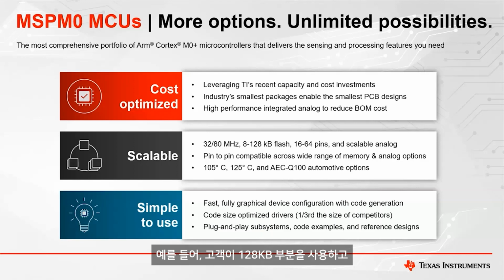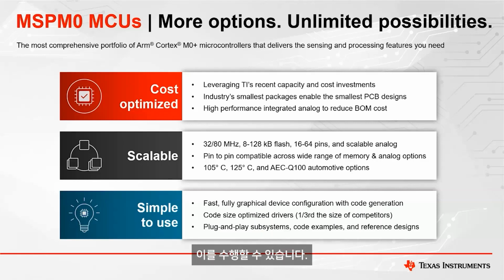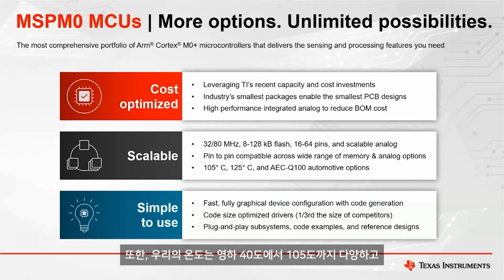So for example, if a customer would like to use a 128 KB part and want to go down to 32 KB or 64 KB in that specific package variant, you're able to do so. Also, our temperature ranges cover from -40 to 105 degrees Celsius and extend to 125 degrees Celsius, and AEC Q100 automotive options are coming as well.